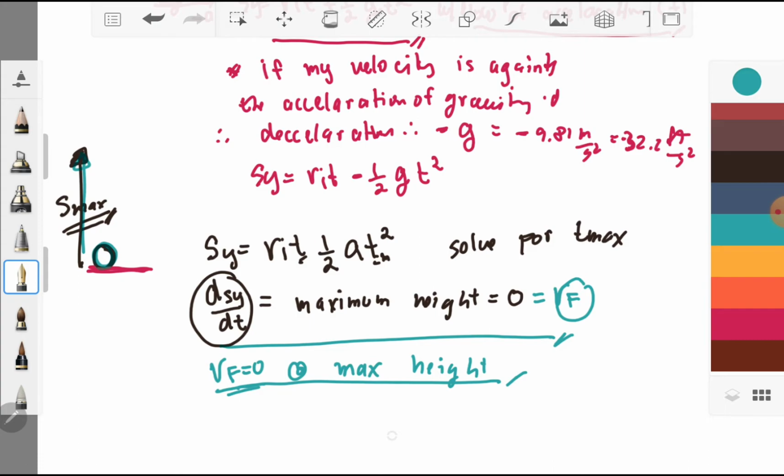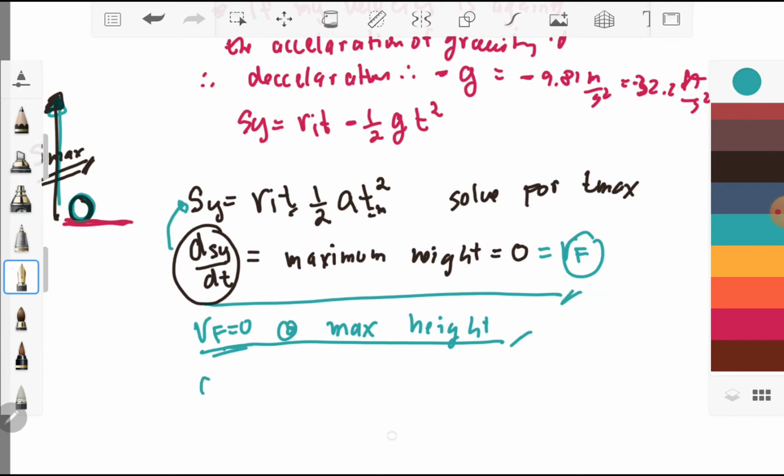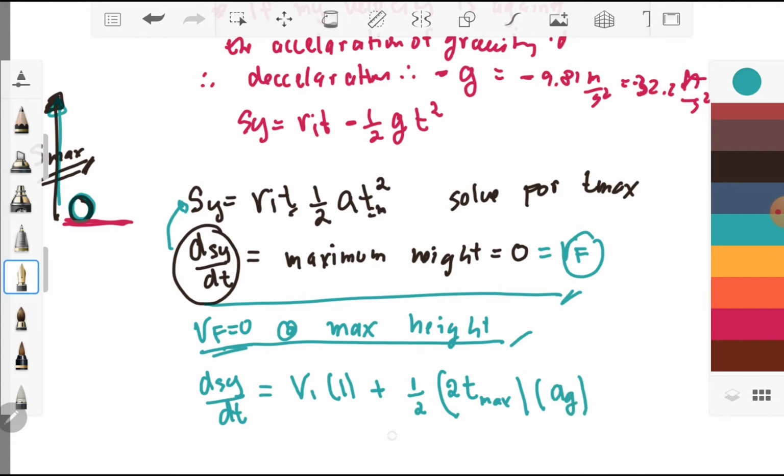Okay? So, differentiating this equation, so we'll have dsy over dt is equal to vi, the derivative of t is 1, tama? Plus 1 half at squared. So, the derivative of t squared is just equal to 2t. 2t max multiplied by our acceleration due to gravity.